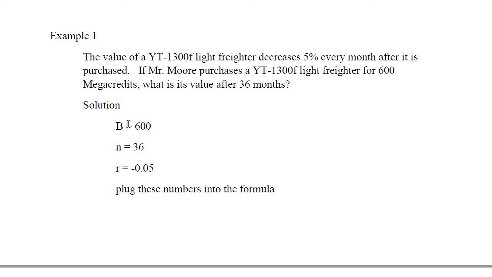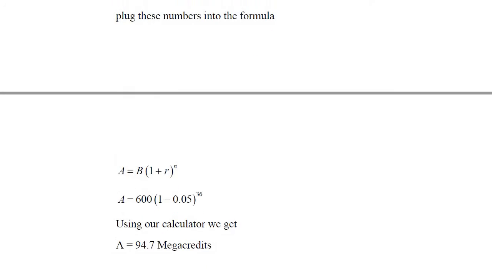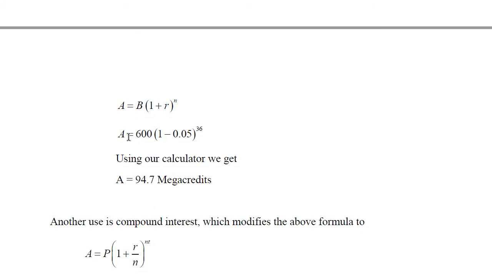So solving this, the amount before the decrease is 600 megacredits. I'm looking at 36 decrements, 36 months, and my rate is a negative 0.05. So plugging those numbers into our formula, this will give me A is equal to 600 times, open parentheses, 1 minus 0.05 raised to the 36 exponent. And using my calculator, that gives me A is going to be approximately 94.7 megacredits.